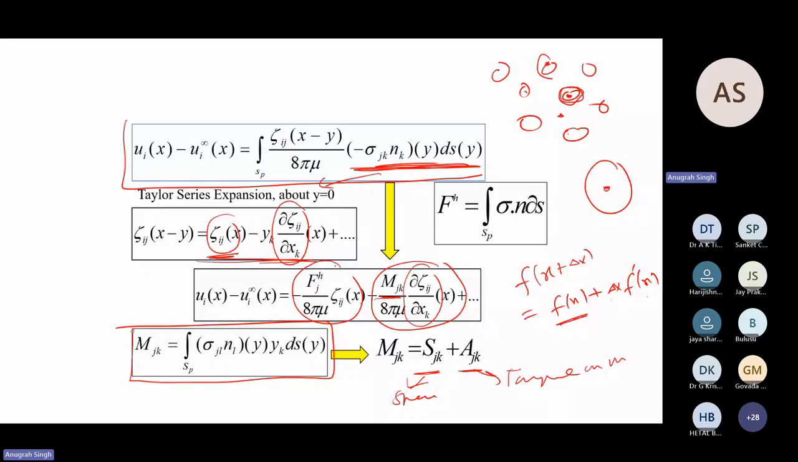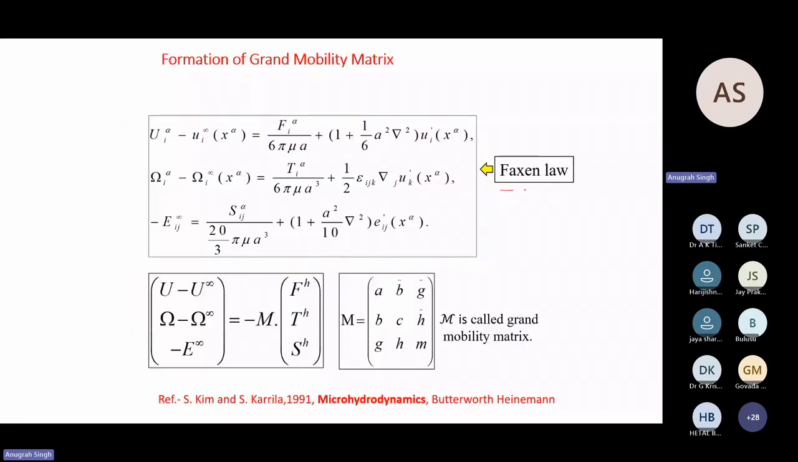The first moment is a second order tensor. It has a symmetric part and an antisymmetric part. And the fluid velocity field is related to the disturbance velocity field. This is the disturbance velocity field, that is, how much disturbance the Stokeslet or the particles create. This is the disturbance in angular velocity. This is the disturbance in the rate of deformation.